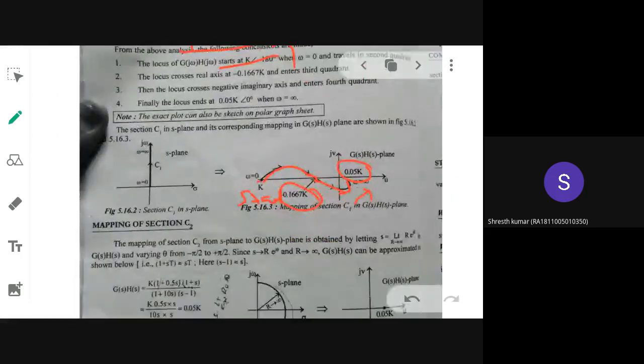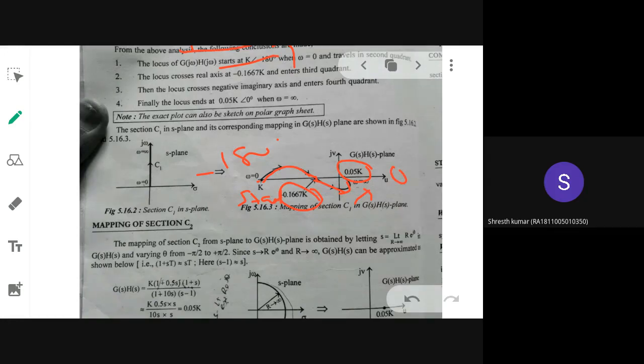So this is your 0 degree axis, and this is your minus 180 degree axis. Again, if you calculate only for omega is equal to 0 and infinity, you can visualize it to be any value or any shape. So in order to make the shape better, you use extra values. Pick two or three values in between to check how accurately the plot runs.